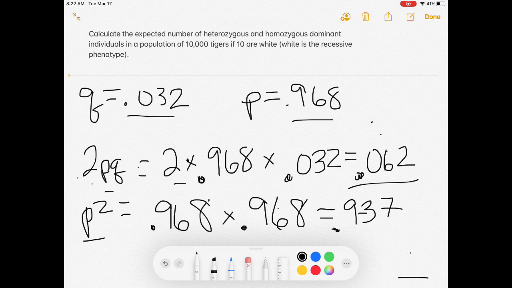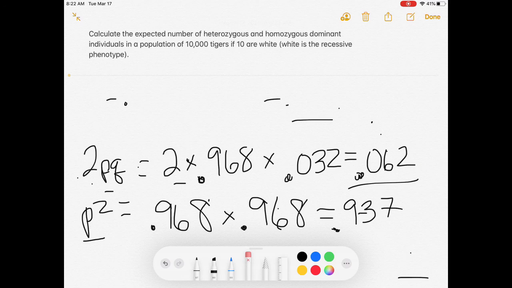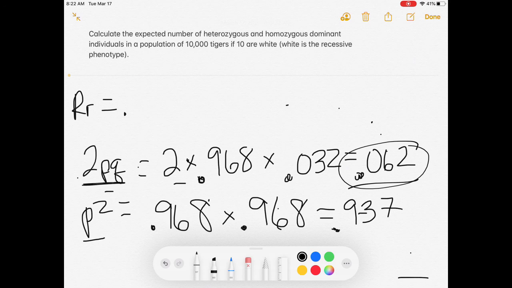In this problem, it's asking for the expected numbers though. So all we do from here is we just multiply the decimal points that we have times the total number of tigers. So if I want to find out the number of individuals that are heterozygous, I do my 2pq number, which was 0.062, times the total number of tigers I have, which was 10,000. And don't forget, we're all practicing typing this into our calculator right now. So you have 0.062 times 10,000, and you get that there are 620 heterozygous tigers.